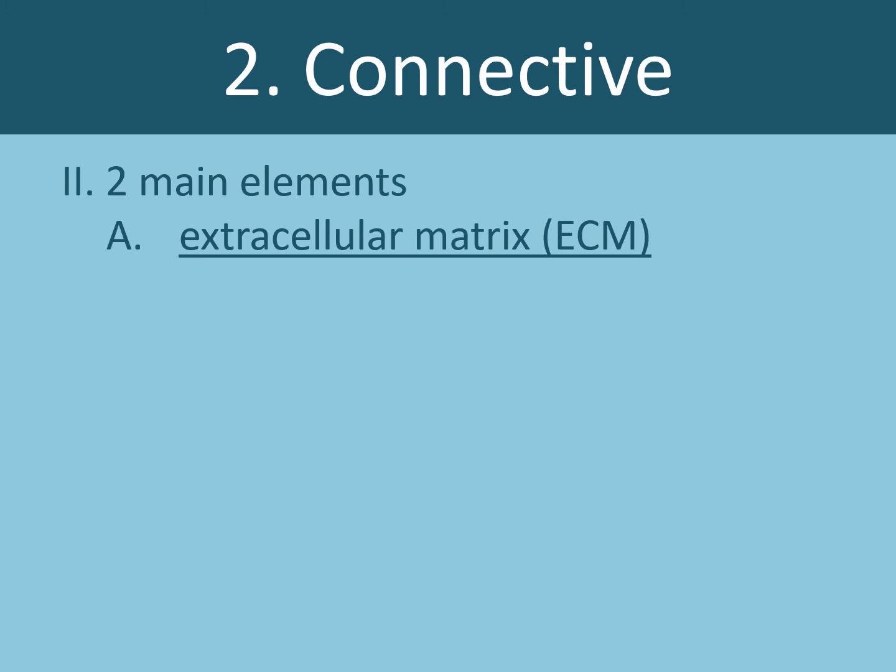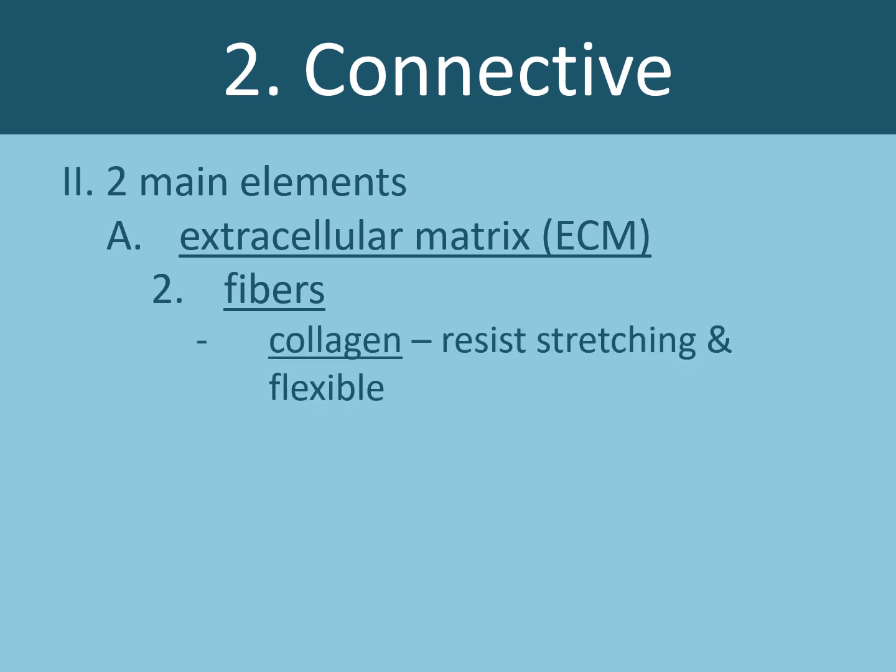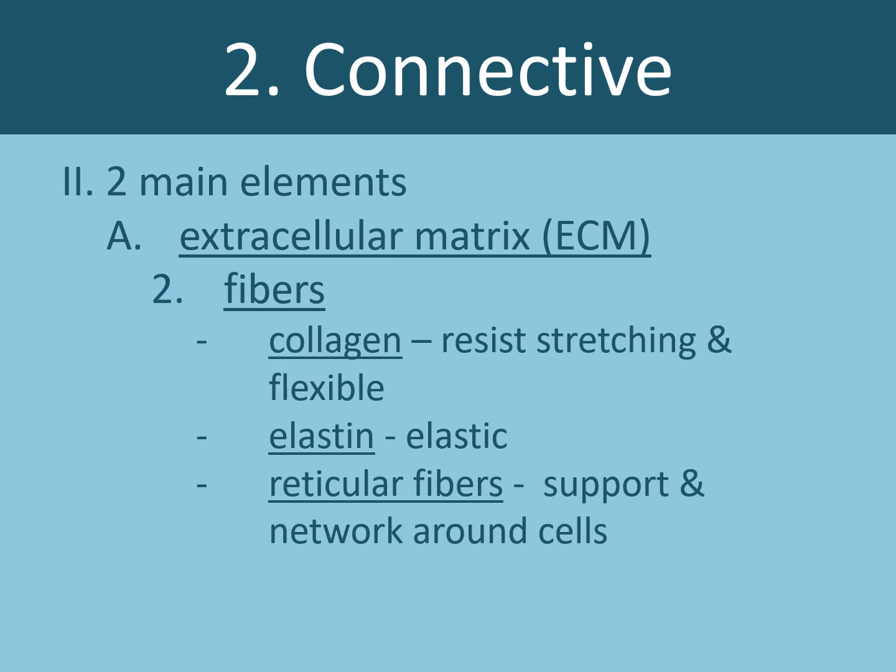The second component of the extracellular matrix of connective tissue is the fibers. The fibers include collagen. Collagen resists stretching and adds flexibility to our tissues. The second type of fiber is elastin. This adds elasticity to our tissues so they can stretch and recoil back to their original shape. And then finally, the fibers include reticular fibers, which provide support and form a network around the cells of connective tissue.